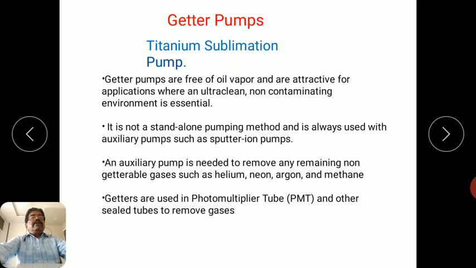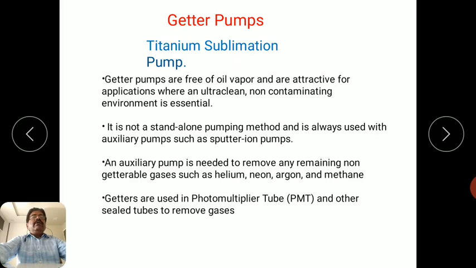So it is not a standalone pump. Standalone means all gases can be removed by such a pump. So therefore we always need an auxiliary pump such as a sputter ion pump. Earlier also I have mentioned that. An auxiliary pump is needed to remove any remaining non-getterable gases such as helium, neon, argon, methane, and so on.